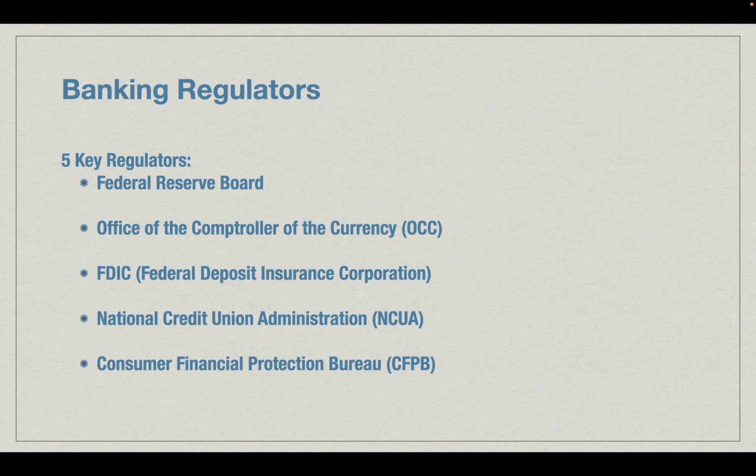There are 5 key regulators in the banking world: the Federal Reserve Board, the Office of the Comptroller of the Currency, OCC, the FDIC, Federal Deposit Insurance Corporation, the National Credit Union Administration, NCUA, and the Consumer Financial Protection Bureau, CFPB. These organizations make sure banks and lenders are following the rules and treating customers fairly.